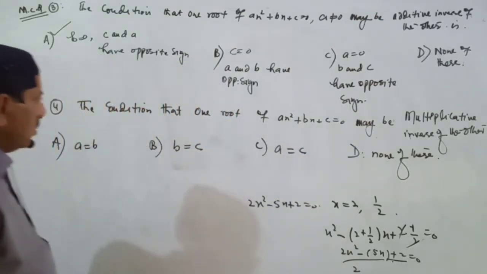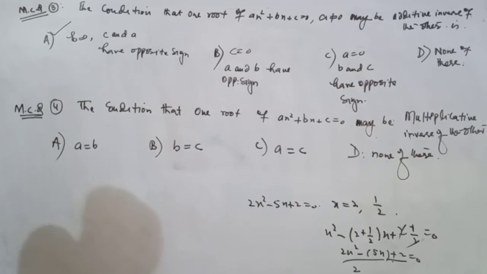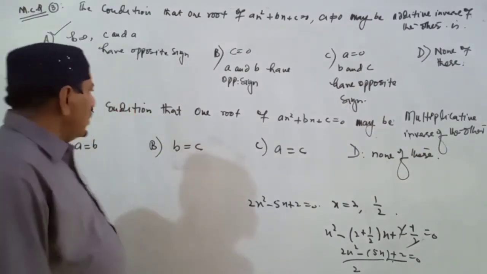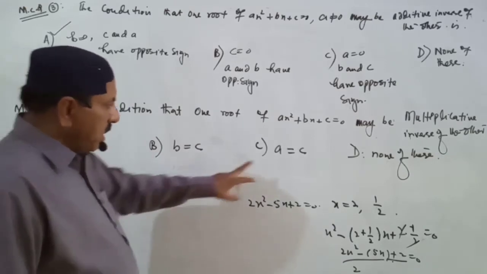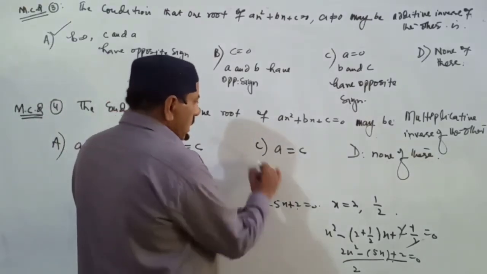So 2x square minus 5x plus 2 is equal to 0. So a is equal to c. 2 is equal to 2. A is equal to c. A is equal to b, not correct. B is equal to c, not correct. A is equal to c. A and c are correct. Yes.